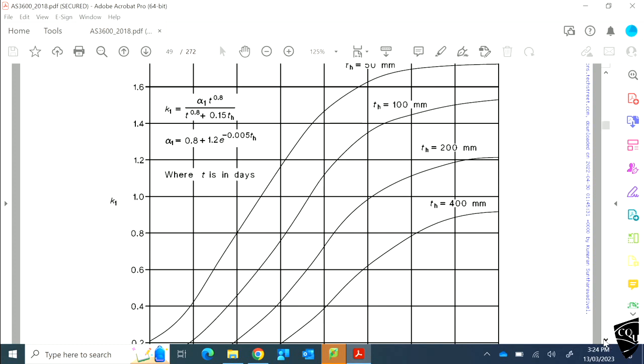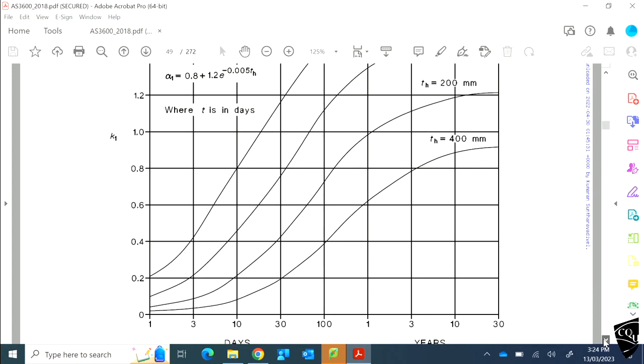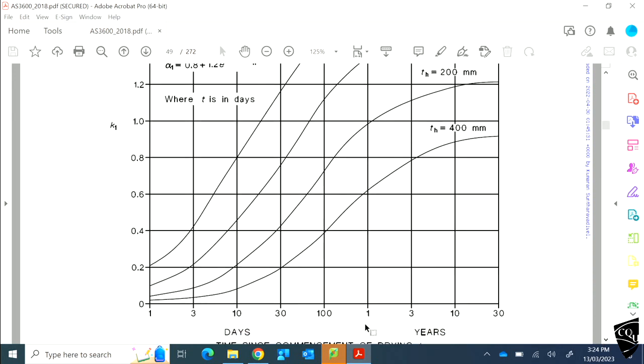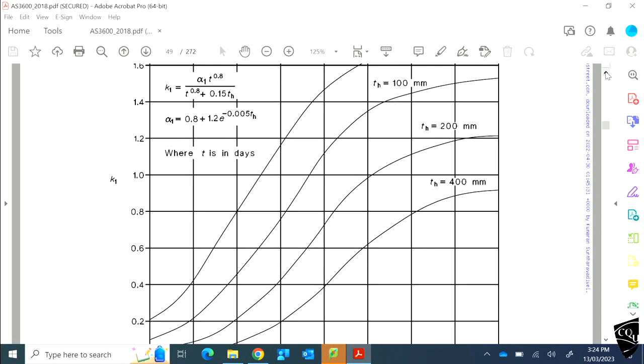So if you look at this one, let's say you know the TH, so you should be able to find out after 10 days or 30 days or 100 days, 1 year, 3 years, 10 years, 30 years. So you should be able to read the graph. So if you know the TH is 400, after 1 year it is around 0.61 or 0.62, somewhere here. So if you need the very exact number, you can use this table.